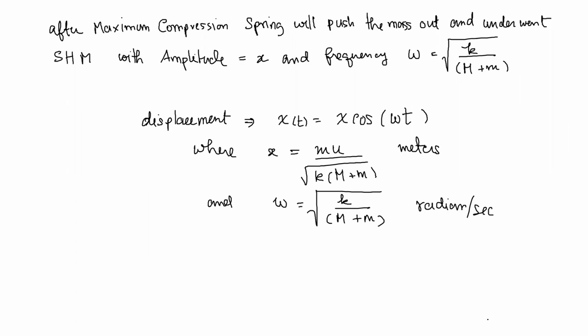And then after maximum compression, the spring will push the mass out and it will go into simple harmonic motion with amplitude equal to x, or 13 centimeters. And then the frequency will be the square root of 1,000 over 6.